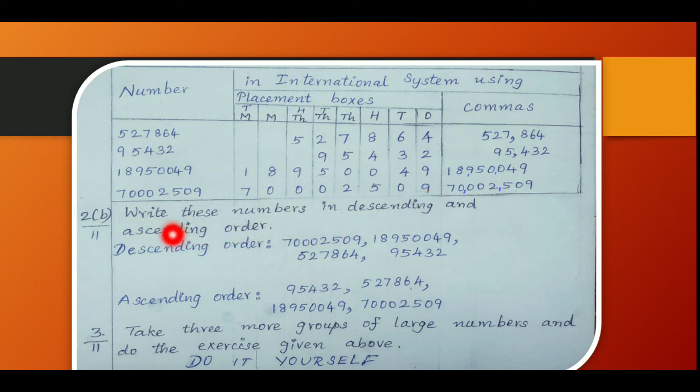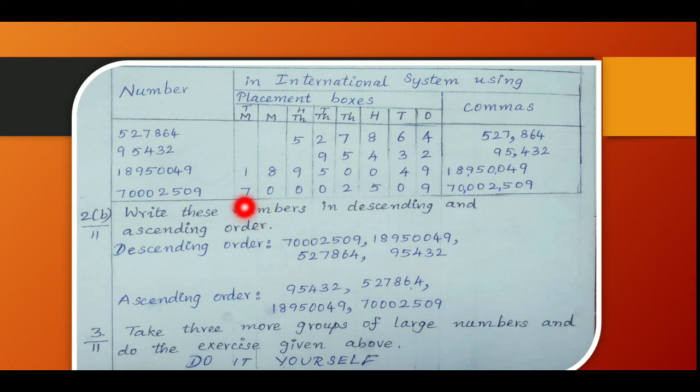Now to B from page 11. Write these numbers in descending and ascending order. What do you mean by descending order? Arrangement of numbers from greatest to smallest. We know we have two numbers in 10 million places. Out of these two, 7 is biggest.